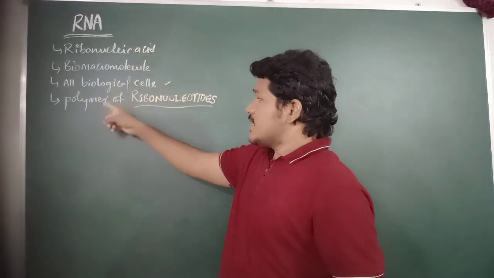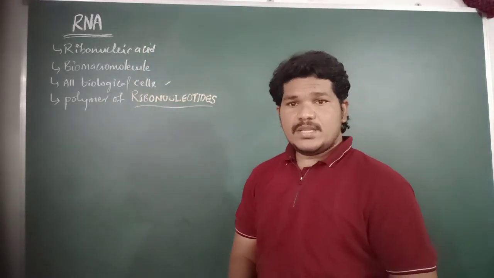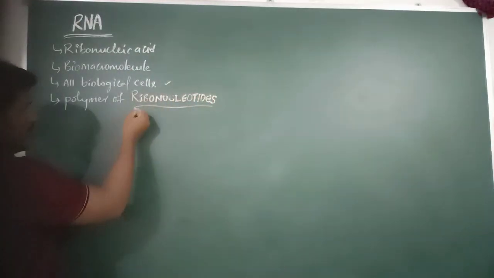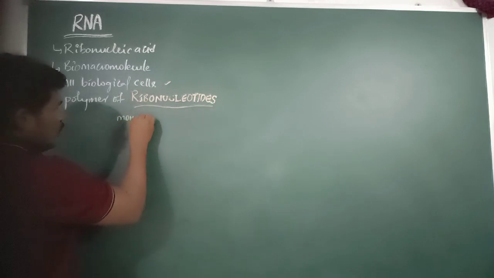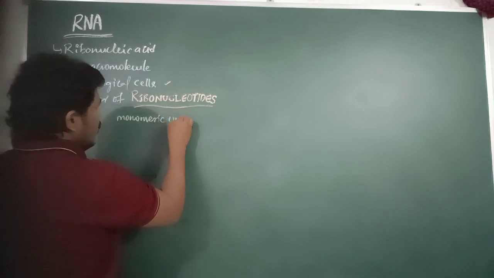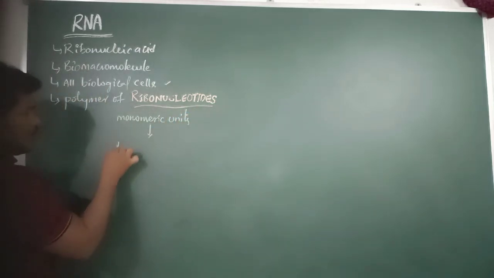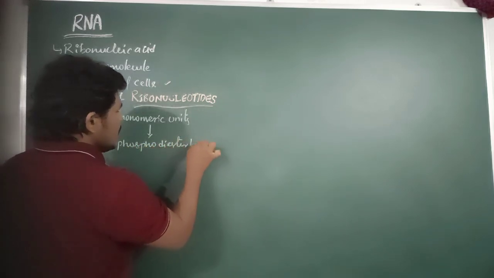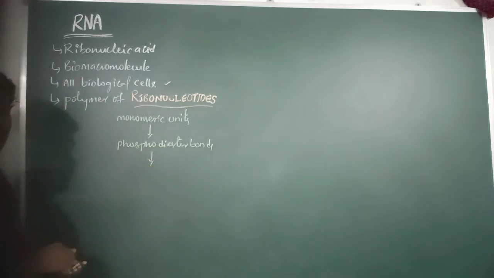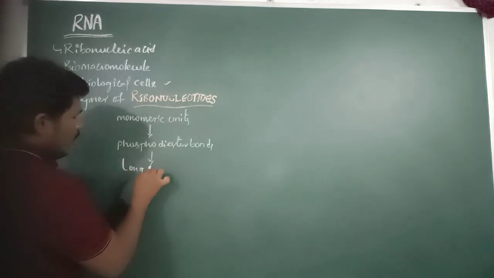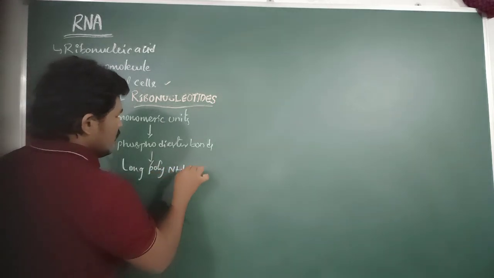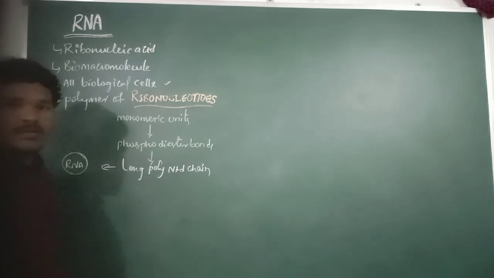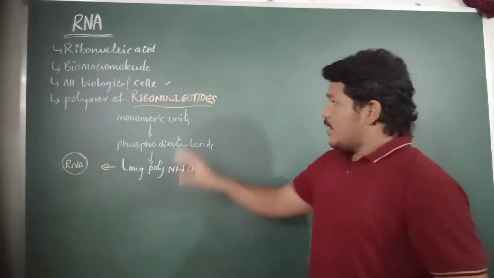RNA is the polymer of ribonucleotides. That means RNA is mainly made up of ribonucleotide sequences. All these ribonucleotide sequences are monomeric units, and these monomeric units are linked together by phosphodiester bonds to form a long polynucleotide chain. This long polynucleotide chain is nothing but RNA.